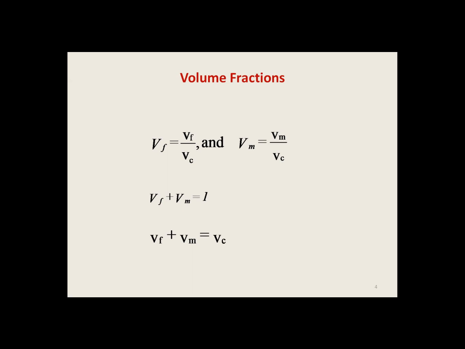And from equation 2.1, which we had discussed, you can see the PDF which I had already uploaded, Vf plus Vm equals Vc. Small Vf plus small Vm equals Vc. It means the volume of composite is the sum of the volume of fiber and the volume of matrix.